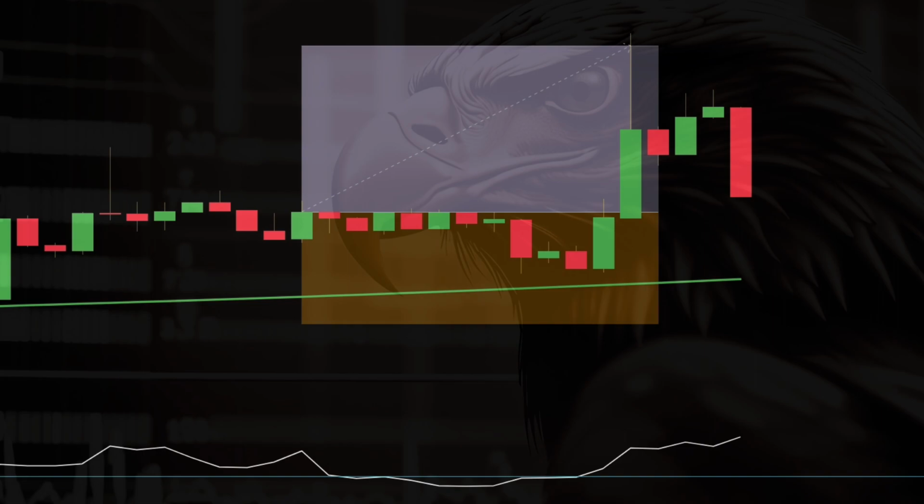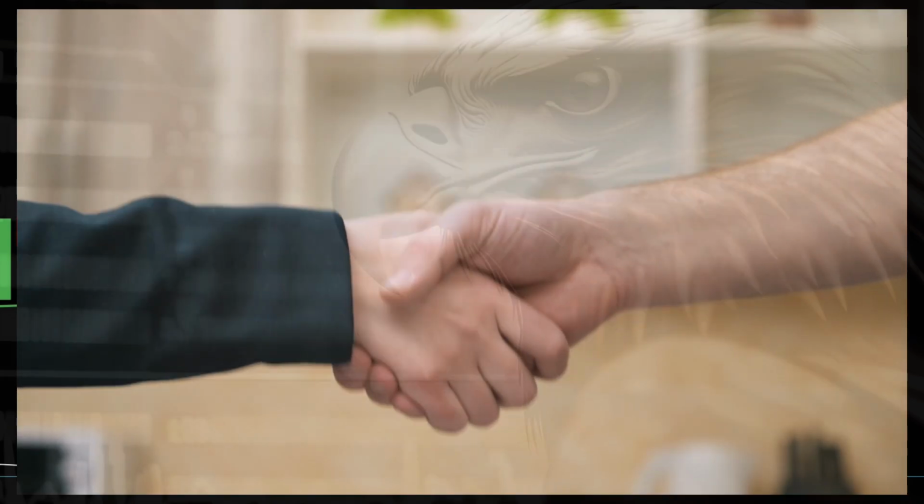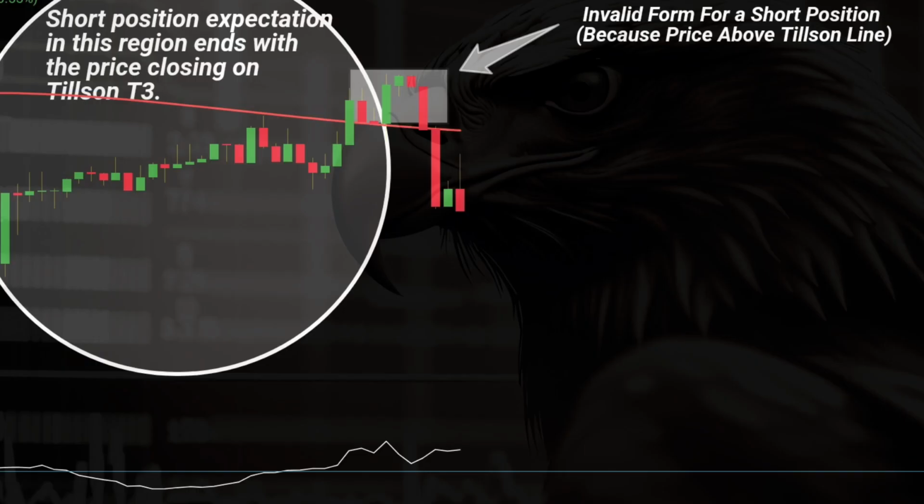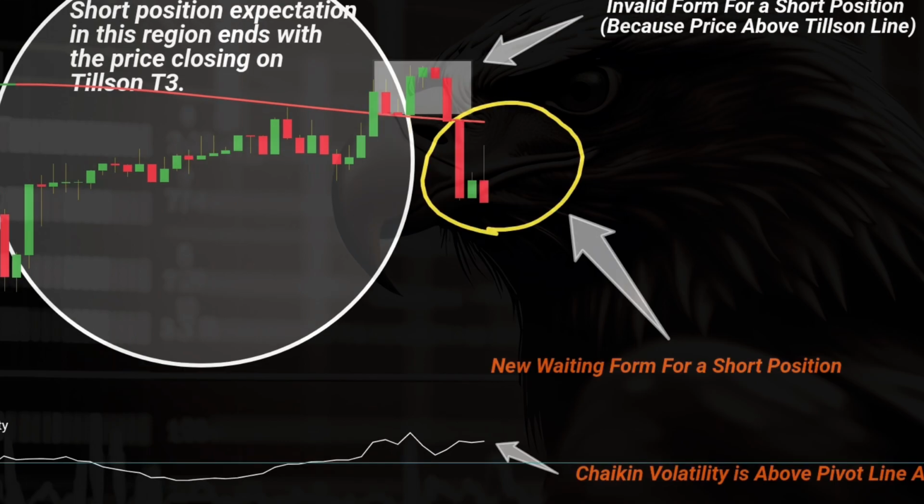Successful trade. Congratulations! In this example, we can see why the expectation of a short position was initially cancelled. The price was trading below the Tillson line, but then it closed above the Tillson line. Afterward, it returned below the line and continued its downward movement. We need to retrace the trade conditions from the beginning.